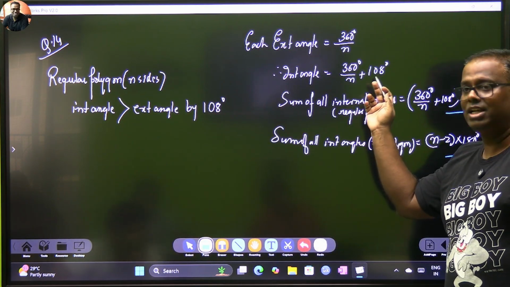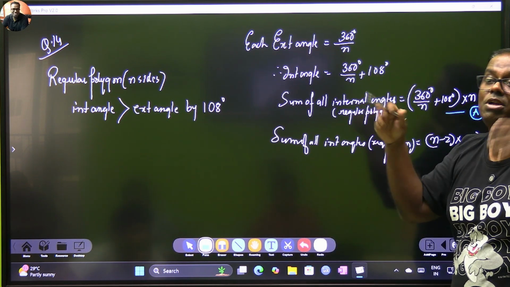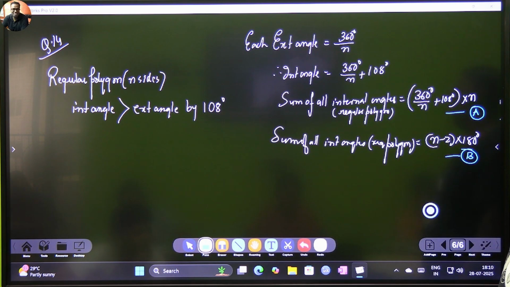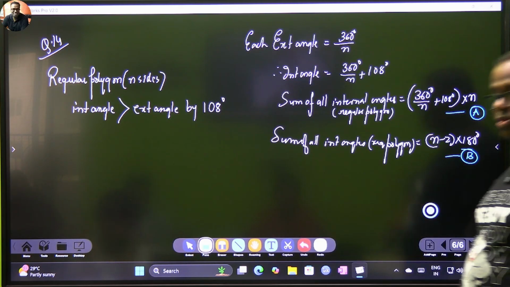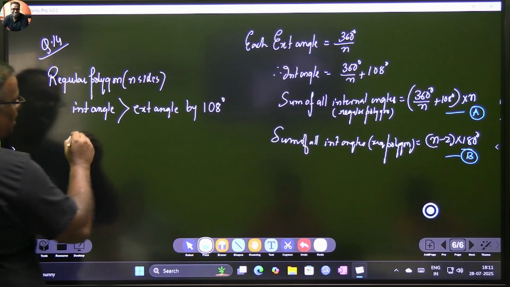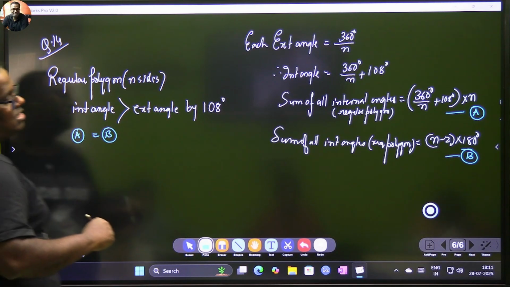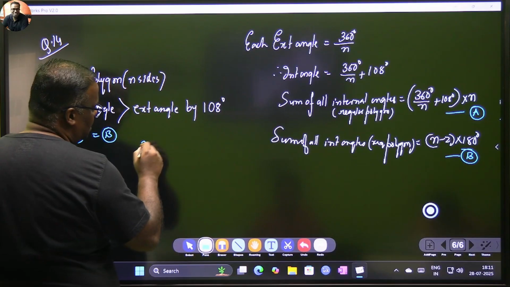Each internal angle is this. So the sum of all internal angles will be each angle multiplied by the number of sides. Are we fine on that? Also, the sum of all internal angles is this as per the formula. This is equation A, this is B. So A must be equal to B. Both are the same, right? So we can equate their right hand sides.